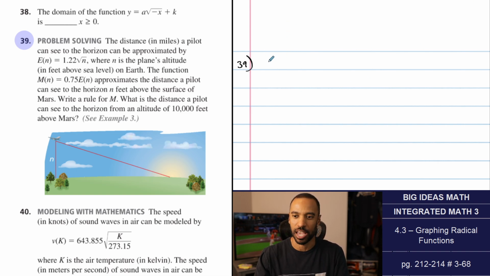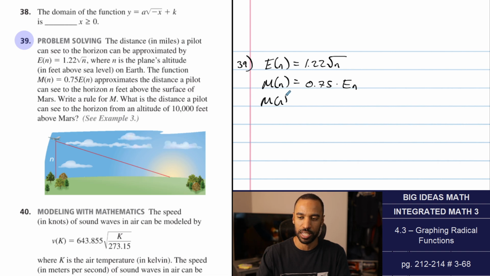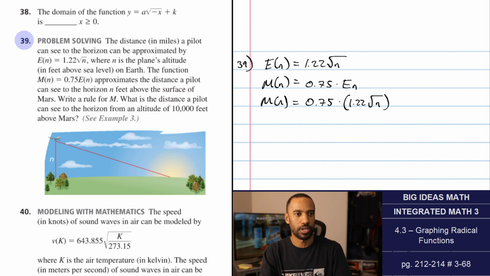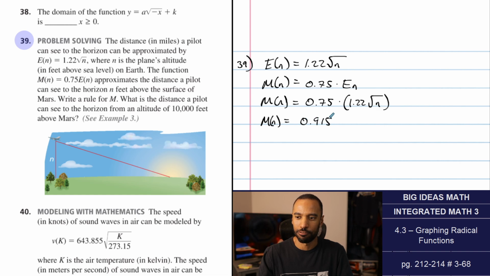So it's a pretty straightforward process, guys. We got e of n equals 1.22 times the square root of n, and m of n equals 0.75 times e of n. So we are going to substitute that function into here. It's basically a vertical compression by a factor of 0.75 or 3/4. 0.75 times 1.22 times the square root of n. So I have to do 3/4 of 1.22. 1.22 times 0.75, we'll simplify that, and we get 0.915. So m of n equals 0.915 times the square root of n.